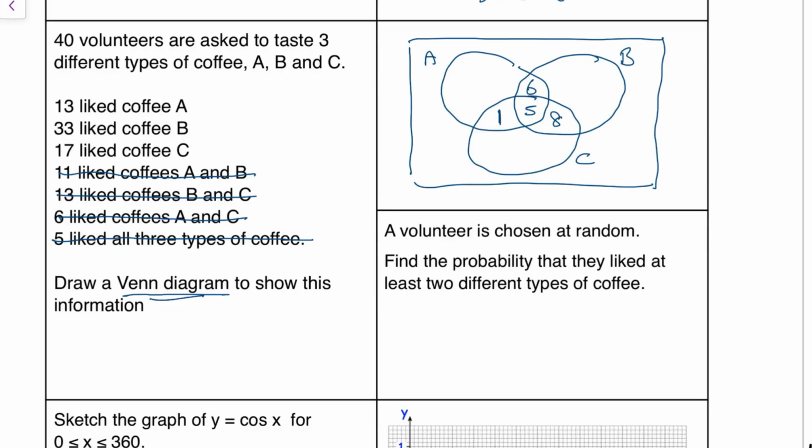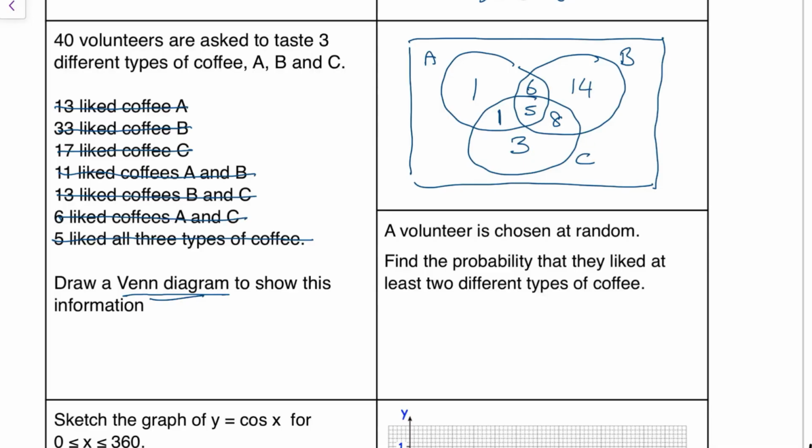And then, this could be a non-calculator question, but obviously do this bit carefully. 17 like C, of which I've already got 8 plus 1, which is 9, plus 5, which is 14, and I want 17, so this number is going to be 3. And 33 like coffee B. Well, coffee B is 6 plus 8, which is 14, plus 5, which is 19, which means to get to 33, that's going to be another 14. And then finally, 13 like coffee A. Well, 6 plus 5 is 11, plus 1 is 12, so there's 1 person left over here.